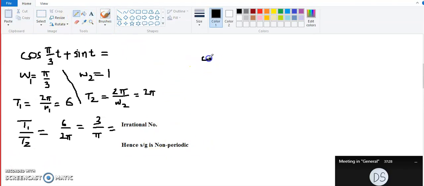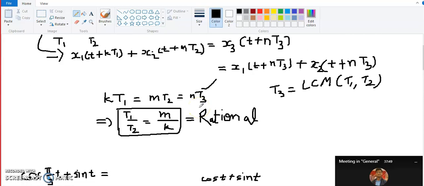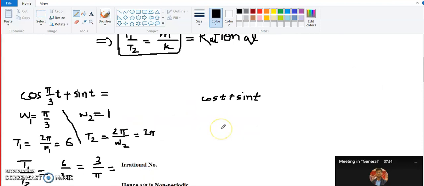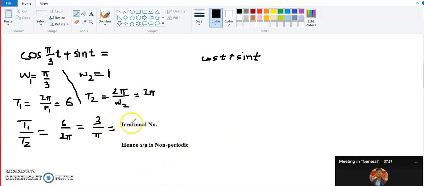Can you just tell me if it would have been cos t plus sin t, तो क्या होता? Yes. सर एक्चुअली पीरियोडिक होने के लिए क्या रैशनल नंबर होना जरूरी है? हाँ जी, अभी प्रूव किया ना, रेशियो होना जरूरी है. रेशियो ऑफ t1 एंड t2 शुड बी रैशनल नंबर, और ये आ रहा है इरैशनल नंबर. पीरियोडिक सर. So it will be periodic signal.